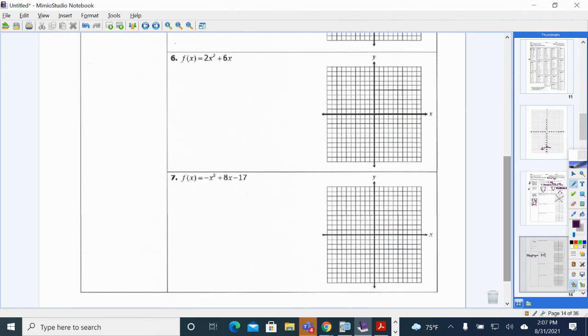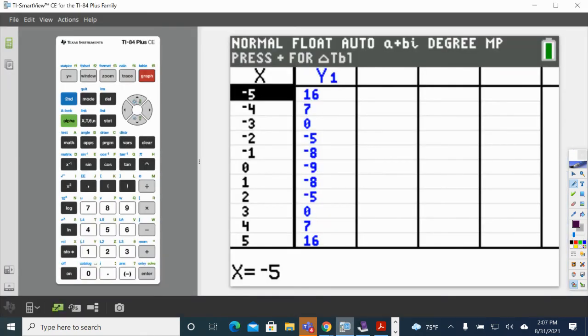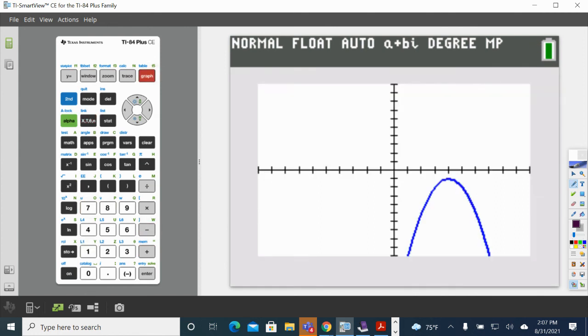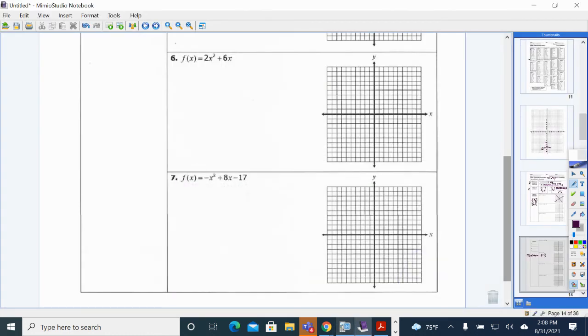Number 7 says f of x is equal to -x squared plus 8x minus 17. Going to my y equal, clear out the old, enter -x squared plus 8x minus 17, and let's hit graph. So what you should see here is that the parabola is not crossing the x-axis at all. So what that means is that there are no real solutions, but we have two complex solutions.